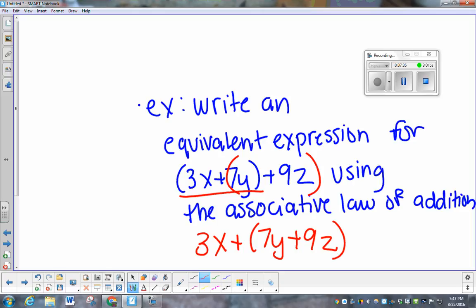So that's the associative law. You can kind of remember it like, who's associating with who? Who's grouped up with who? So you're changing the grouping.